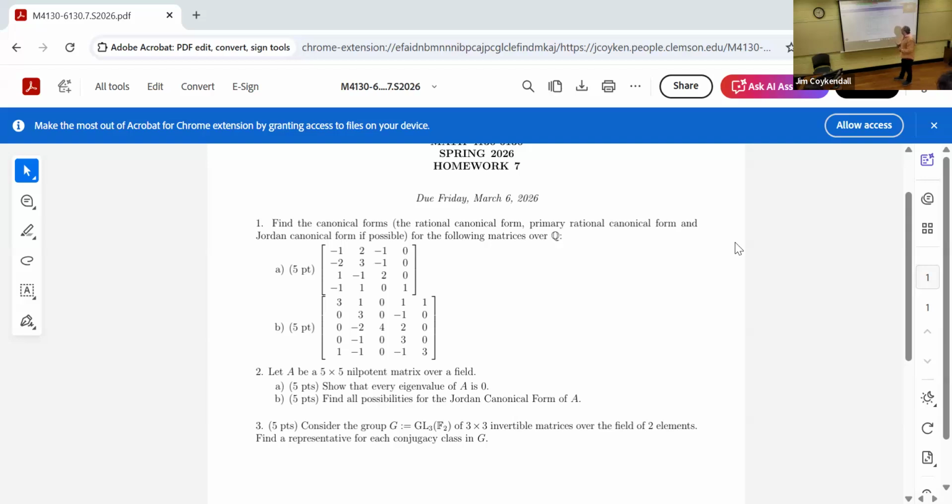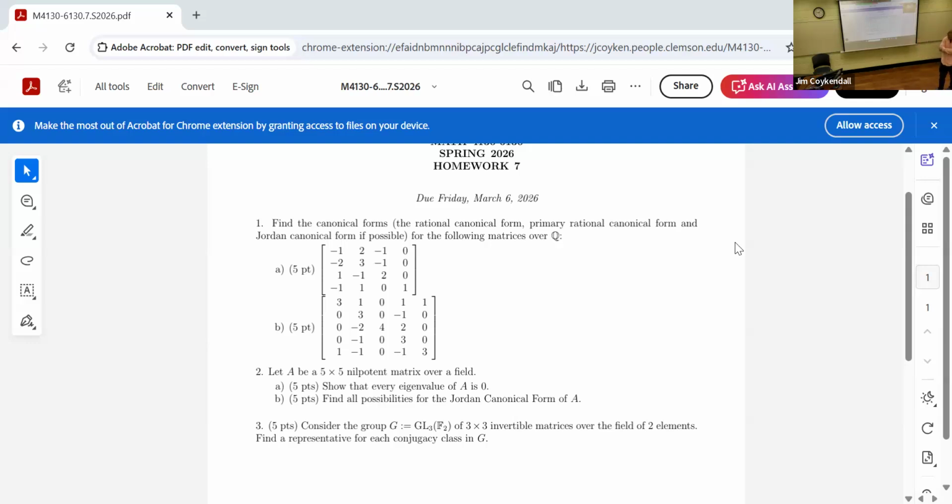So in part one, I give you two matrices, the 4x4 and the 5x5. I want you to find for me the rational canonical form, the primary rational canonical form, and the Jordan canonical form if possible. The first two will always be possible. The Jordan, sometimes yes, sometimes no, and we'll discuss that for the matrices over the rational numbers.